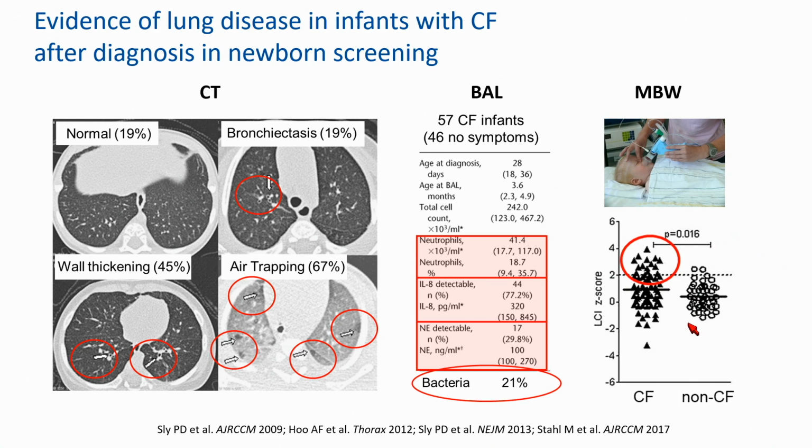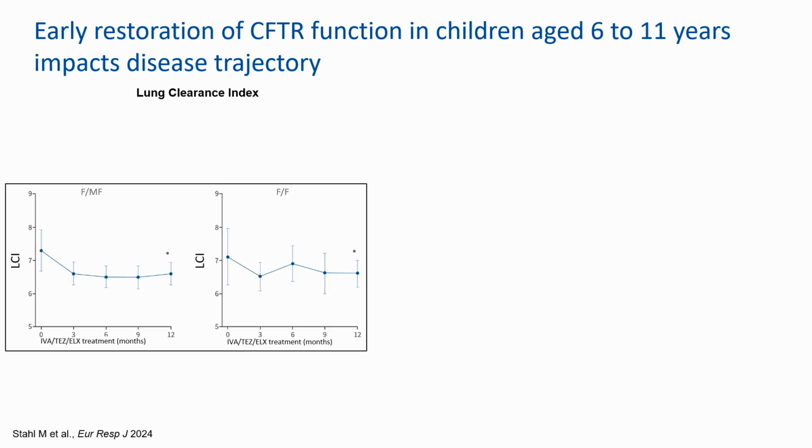This really shows that the onset of lung disease is at least right after birth, and I think this suggests that we should start early therapy here. But what do we know? There is data on children aged 6 to 11 years where we actually see that the lung clearance index, which is slightly elevated at baseline, is normalized throughout 12 months. So you could argue, well, obviously there are some pathologies, but treating at 6 years of age might be enough to really resolve all these issues.